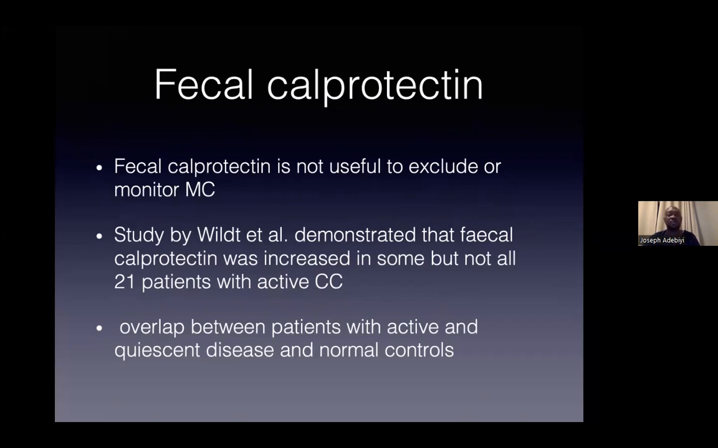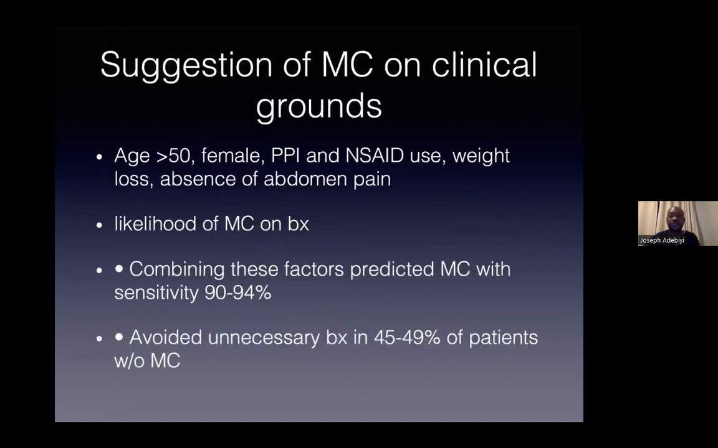A study done by Wild et al., published in 2011, demonstrated that fecal calprotectin was increased in some patients, but not all the patients who actually had active collagenous colitis. And there was significant overlap between patients who had active or quiescent disease, or even normal controls. So it was quite difficult to use fecal calprotectin in the setting of microscopic colitis.